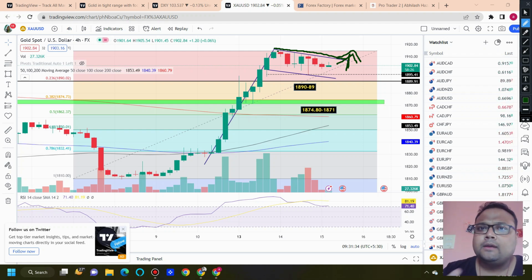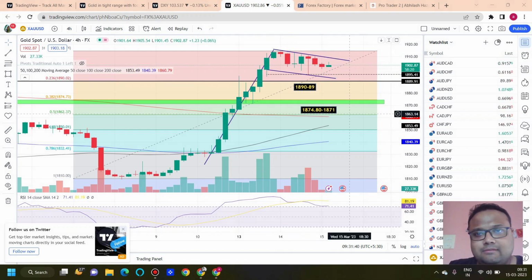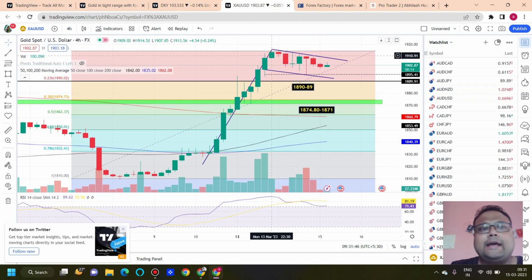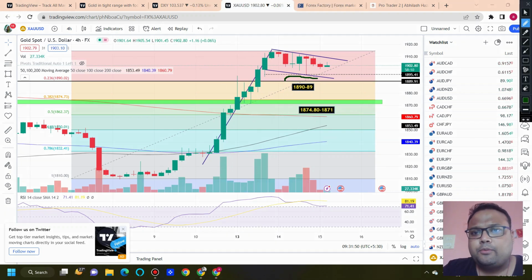But yes, you need to follow proper risk management because there is no 100% guarantee in the market. Okay, so first of all, the bullish flag pattern: if the market breaks the flag, you can go for a buy position. Okay, and on the other hand, we also have support around 1890 to 1889.